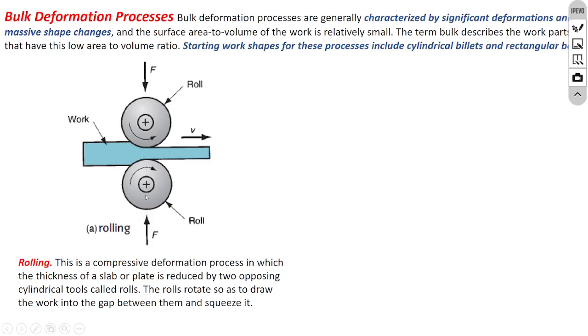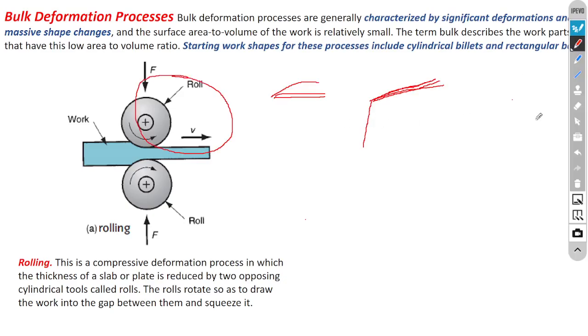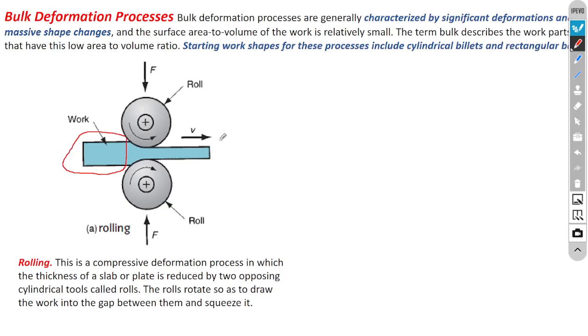These forces are applied by the rollers onto what? Onto the stock. This part, the body, is called the stock, and at the other side it is the product. While the rollers are rotating, thanks to the friction forces, the stock is taken in this direction, and the forces applied by the rollers can plastically deform the material and then output the product.